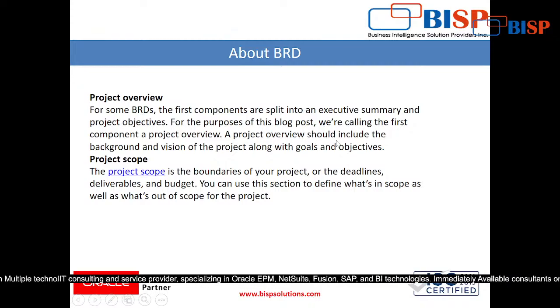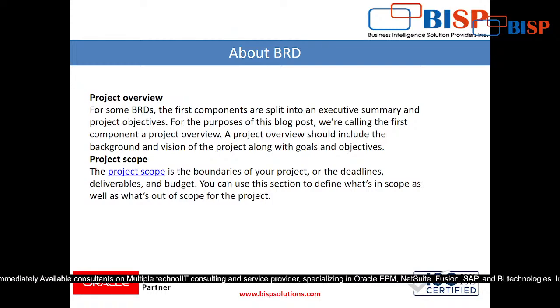See here, for some BRDs, the first component is split into executive summary and project objectives, right? A project overview should include the background and vision of the project along with goals and objectives. That is the project overview. Second, project scope. It is the boundaries of your project or the deadlines. For example, we will write in the project scope that we will migrate only the last 2 years of data, not the whole 10 years of historical data. So that is called the scope, what we are providing and what we are not providing. You have to write down very specifically what you are not going to provide. That is called the out of scope, and in scope means what you are going to provide.